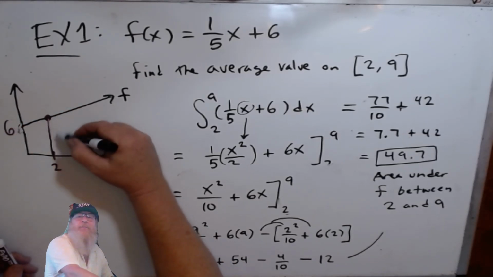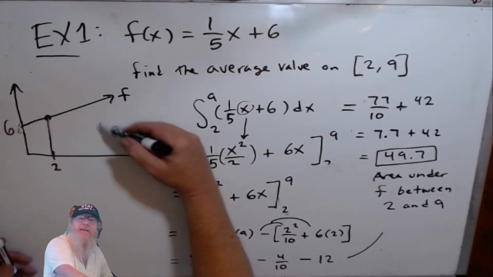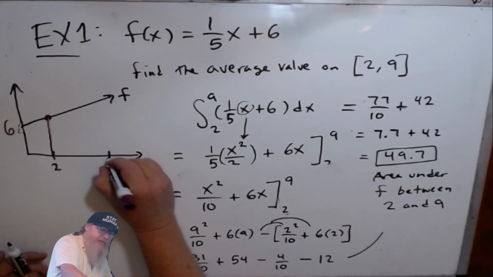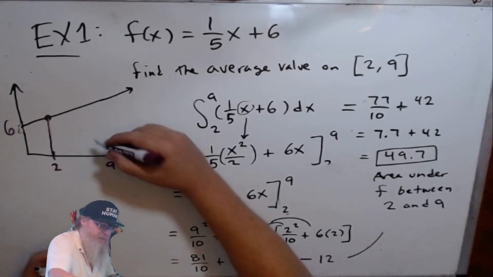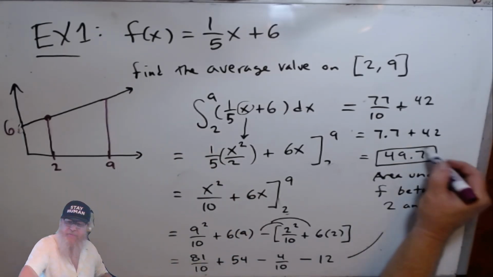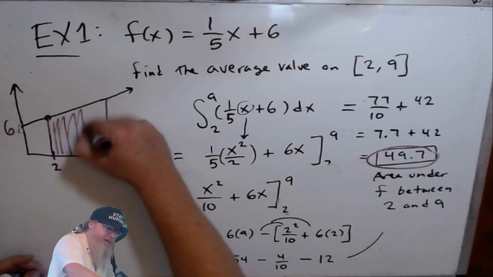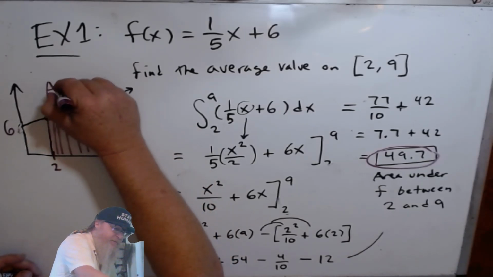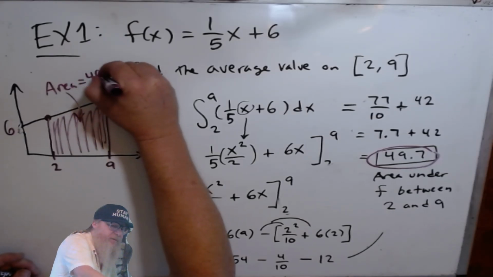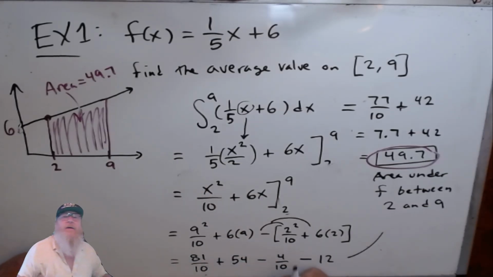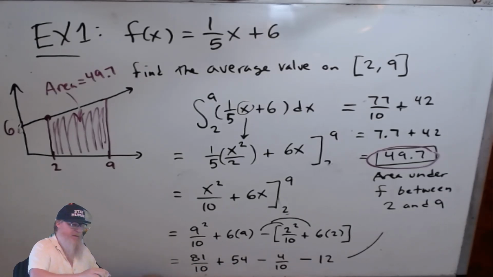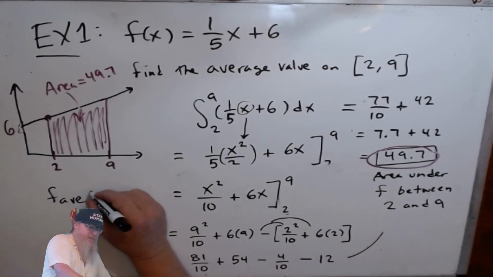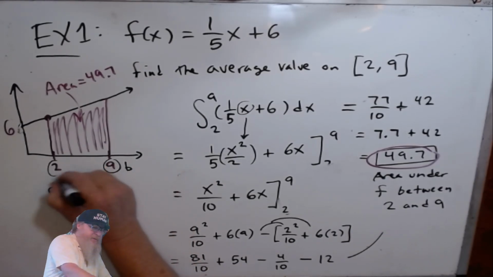I always say rectangle, but you don't actually draw a rectangle. It's an infinite number of rectangles from 2 to 9. Just gives you something to look at while we're doing the problem. All right. So the 49.7 represents the area under this curve. And again, my drawing is not to scale. It's just to give you something to look at. All right, so then the average value. Here's B. Here's A.